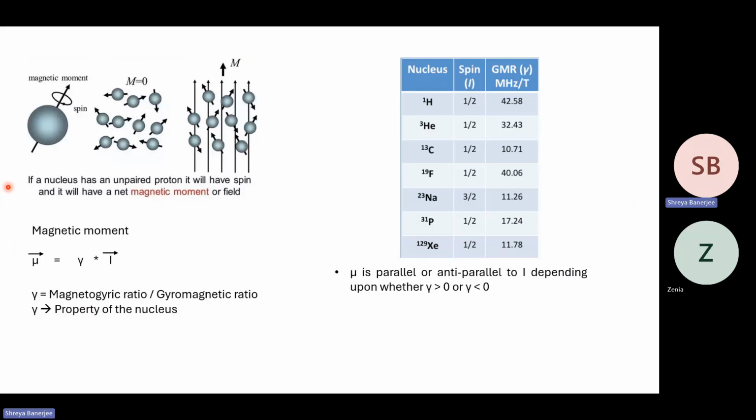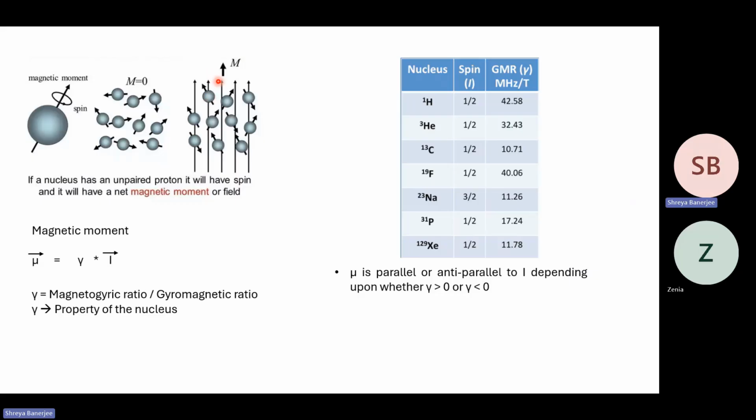Now we will look at the basic principle of NMR. Basically, a nucleus is a charged particle. You know, a nucleus has positive charge, and as it spins, moving charged particles will have a magnetic field, which will have a magnetic moment. So when there is no external magnetic field, the magnetic moments are shown by this arrow. When there is no external magnetic field, all the magnetic moments are randomly oriented, and so the net magnetic moment, capital M, is 0.